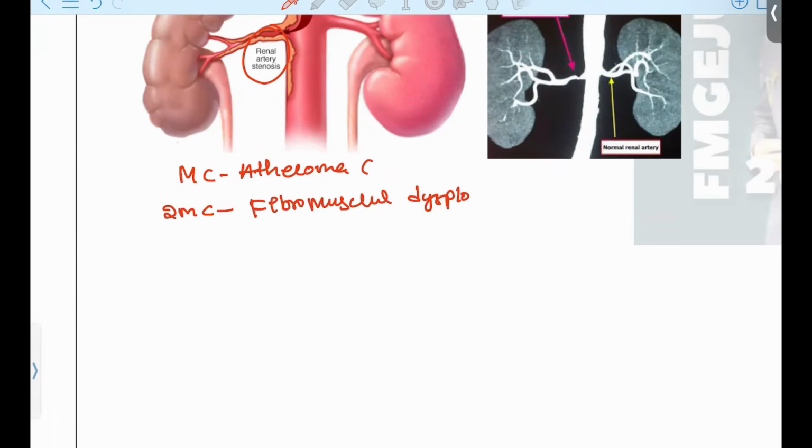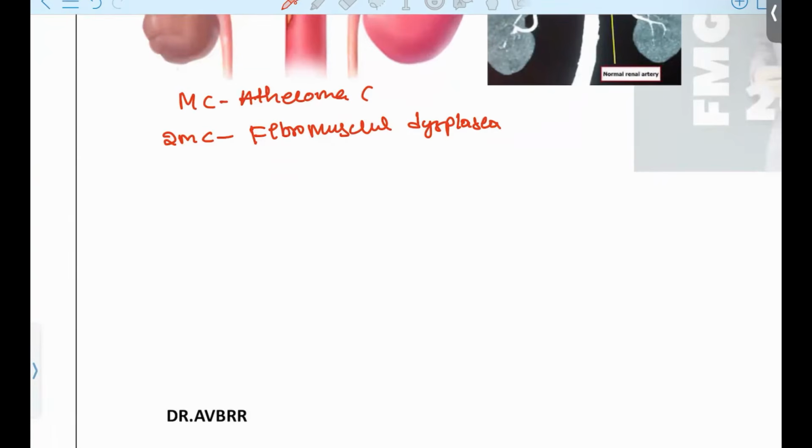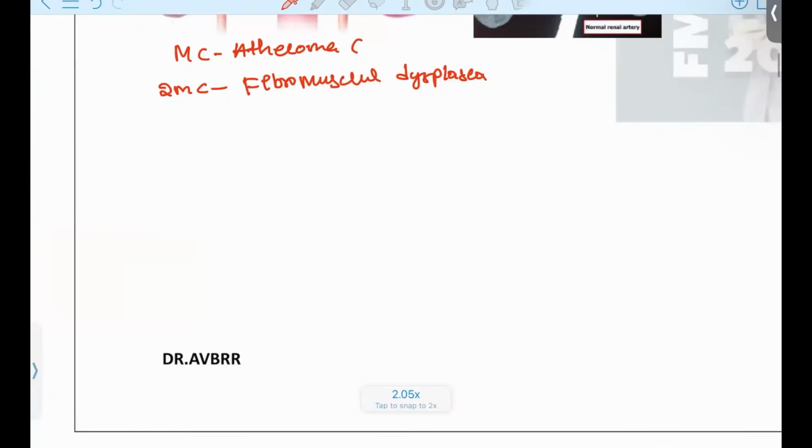Fibromuscular dysplasia. And what are the symptoms? Usually, if the renal artery is significantly blocked due to atheroma or any other block, what are the symptoms? The patient will have hypertension, and this hypertension is not controlled by 2 drugs plus or minus diuretics. Still, the patient is on 2 types of drugs along with the diuretics, and the hypertension is still not controlled.